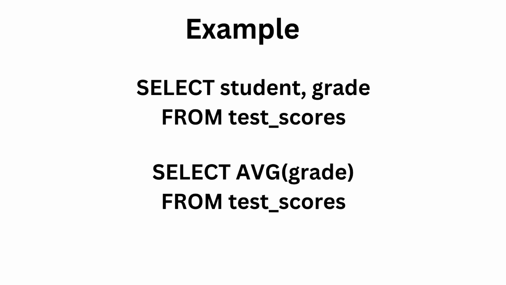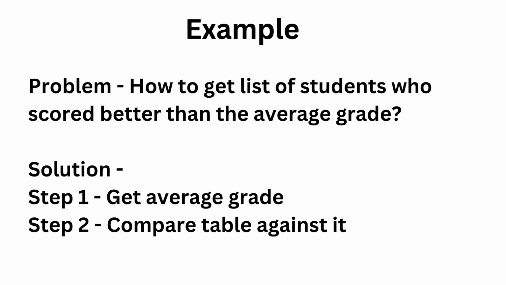Let's imagine you wanted to grab the average grade across the entire class. Then you would just say select average grade from test scores. So we already know how to grab all the information from the table, as well as the average grade from all the students. Now let's imagine you wanted to answer this question: how can we get a list of students who scored better than the average grade?